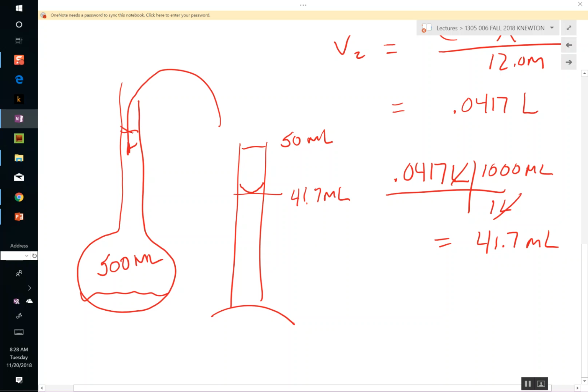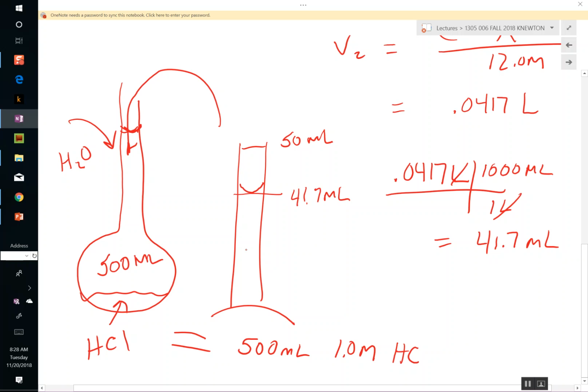and you would fill it up with water. All right, here is your HCl. You're not going to add any more HCl to that flask, and you're going to add water to it. And you would end up with 500 milliliters of 1.0 molar HCl. Remember, this stuff right here is 12 molar. You're diluting it. That's how you'd make that solution.